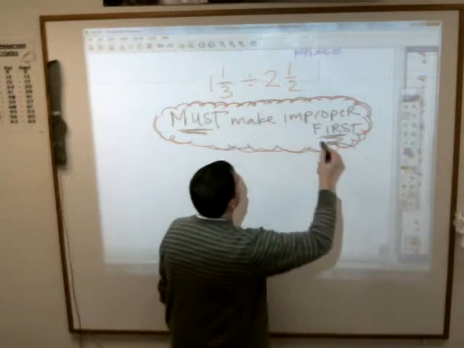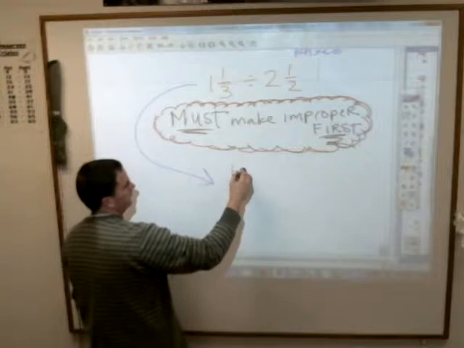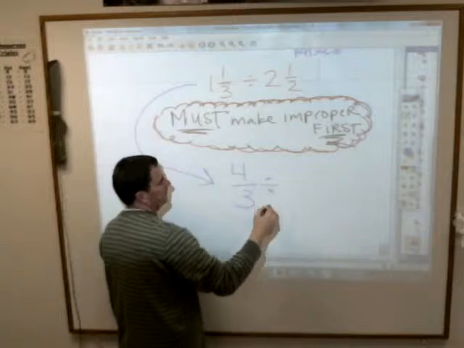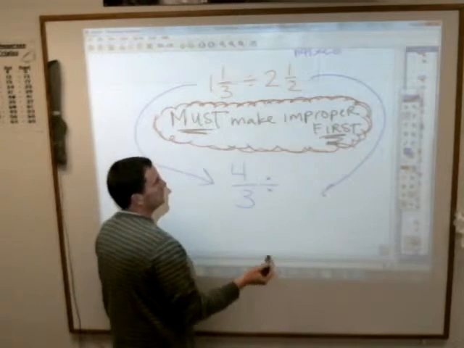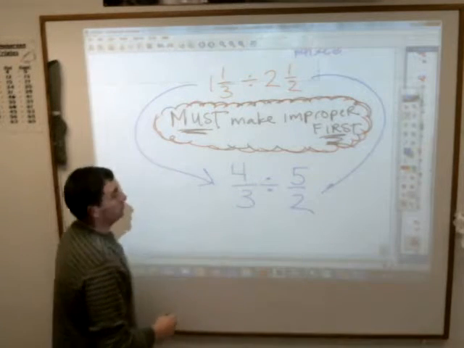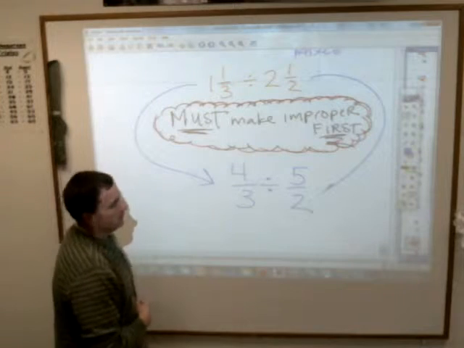So 1 1/3 is what as an improper fraction? 4 thirds, right? And 2 1/2 is what? Somebody? Sure, 5 halves. I'm going to assume that you know how to do this. If you don't know where those numbers are coming from, raise your hand. But we've done this many times, so I'm not going to spend your time there.